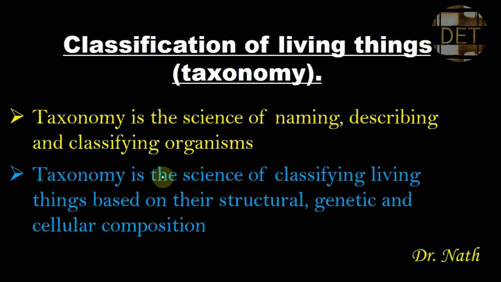We can also say that taxonomy is the science of classifying living things based on their structural, genetic, and cellular composition. So we can classify them based on their structure, how they look. We can classify them based on their genes, and we can also classify them based on their cellular composition, what makes up their cell.